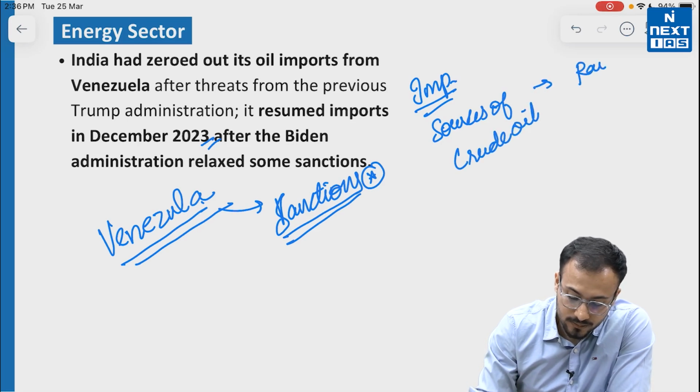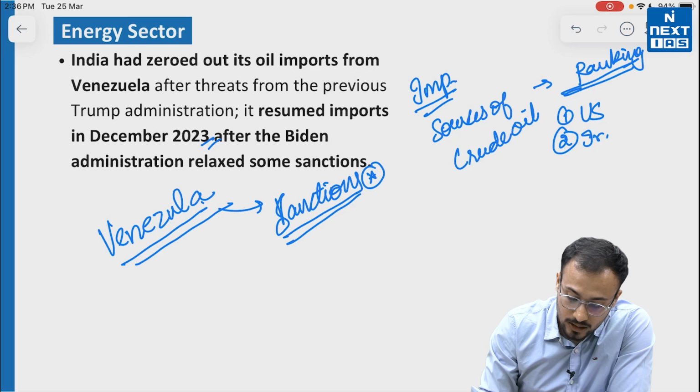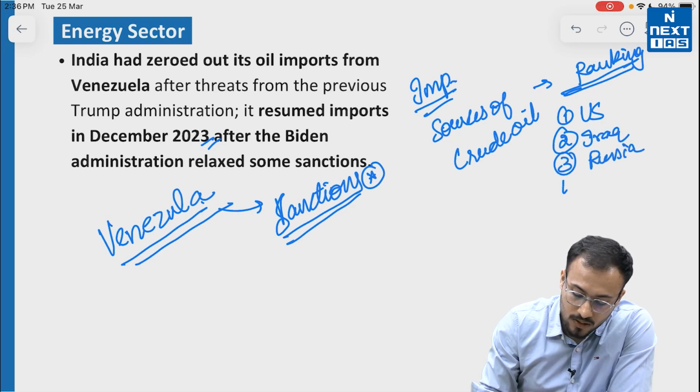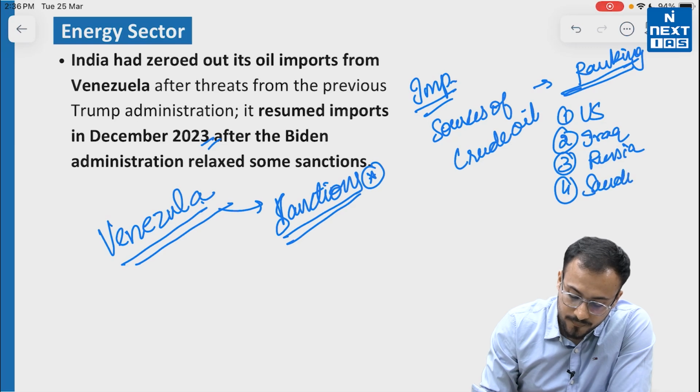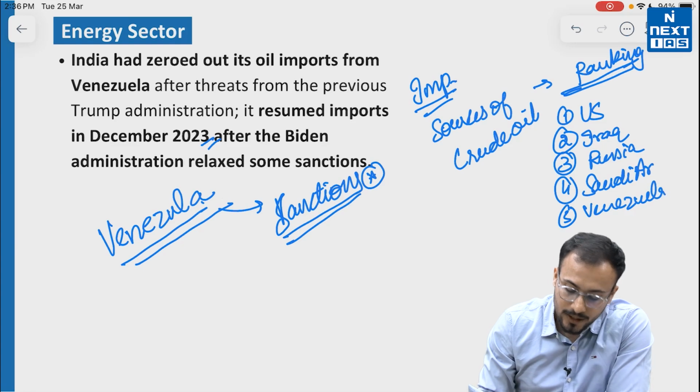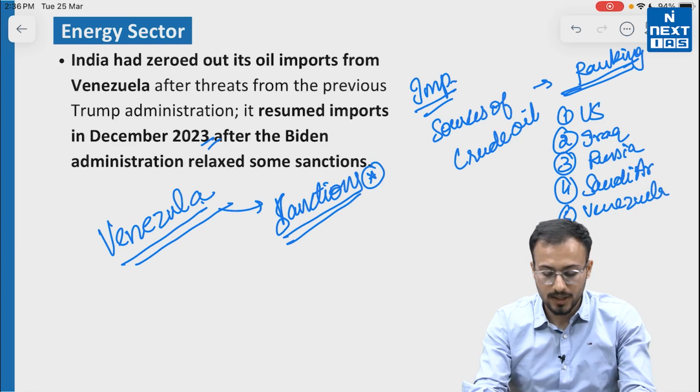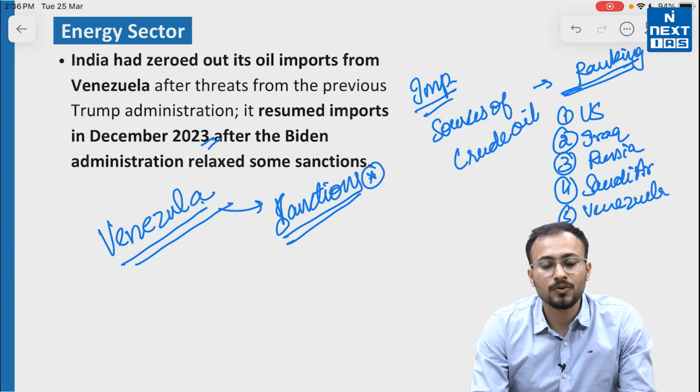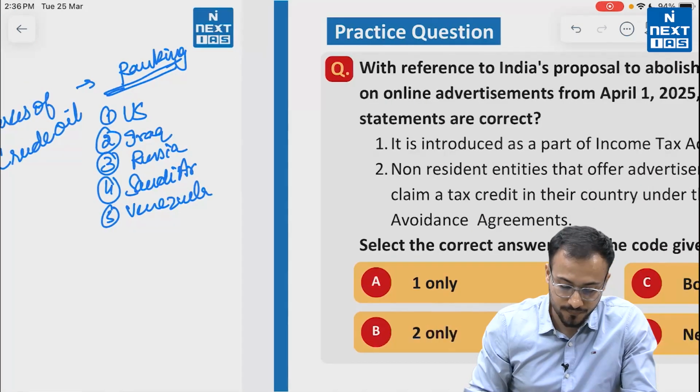The ranking. What is US's rank? Then what about Iraq? Third, Russia. Fourth, Saudi Arabia. Then Venezuela. Try arranging them in chronological order, and do let us know the answer in the comment box below. What is the chronological order, or the ascending order, of the ranking on the basis of the amount of oil India is importing from these countries?